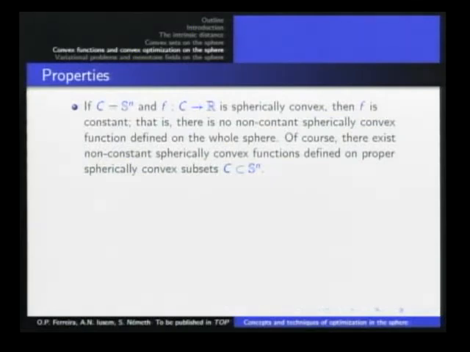And one interesting point is the following observation. If I want a function defined on the whole sphere, and I want it to be convex, the only chance is for it to be a constant function. There are no convex functions defined on the whole sphere. The convex functions which are meaningful are those whose domains are convex subsets, and they have to be contained in a hemisphere. Okay.